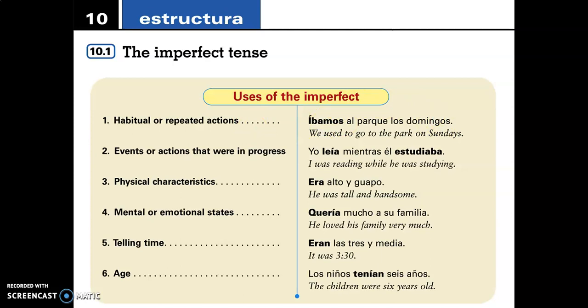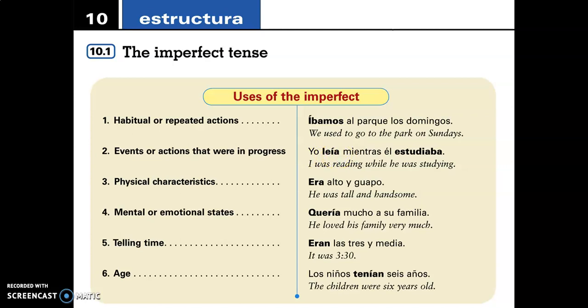Okay, events or actions that were in progress. Now we've learned the present progressive, right? Estoy leyendo, estoy escuchando. And then you could always use the past progressive. Estaba leyendo, estaba estudiando. But you're still going to need to conjugate that form of estar in one of the past tenses. So here we're going to be using the imperfect tense, but we don't really have to use that form to still get across the message of an action that was going on in the past. It was an action in progress.